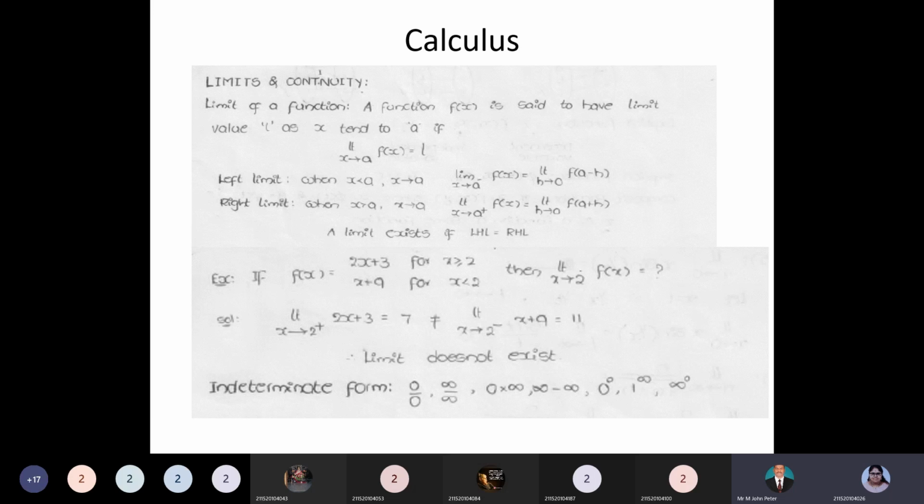For example, f of x equals 2x plus 3 for x greater than or equal to 2, and x plus 9 for x less than 2. This is called a step function. When you apply the limit at a equal to 2, for 2 plus the value is 7, and for 2 minus, x plus 9 gives the value 11. So hence, for this function, the limit does not exist.